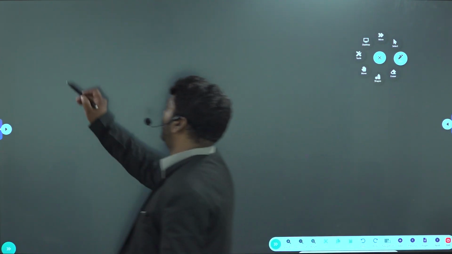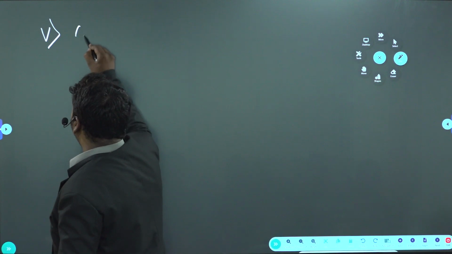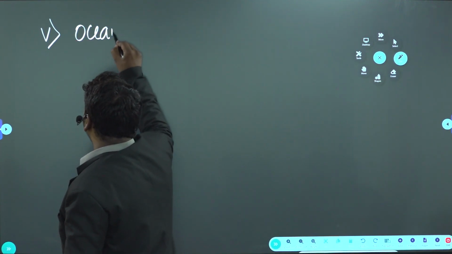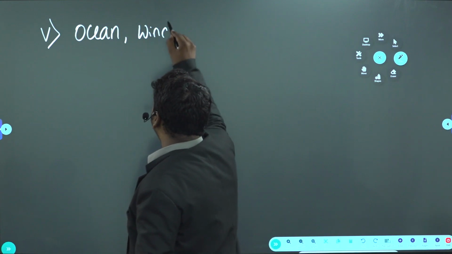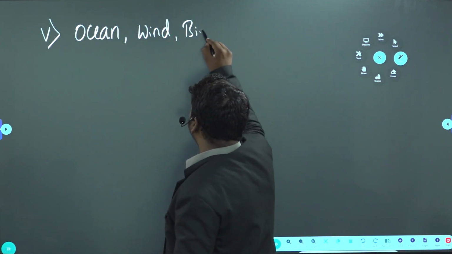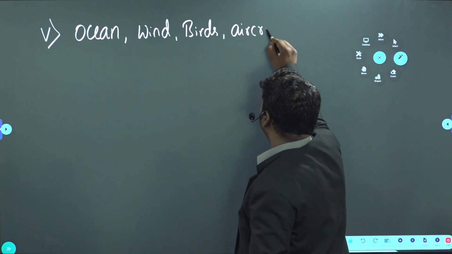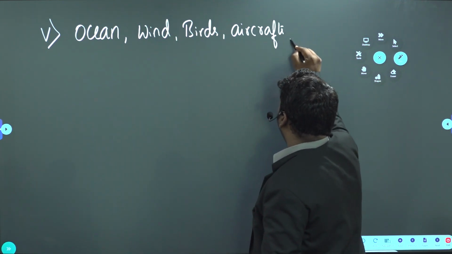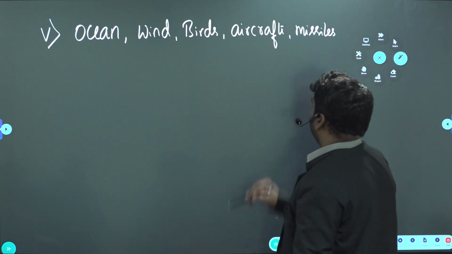Next, pressure gradient will act on ocean water. It will act on wind, berths, aircrafts, missiles, etc.